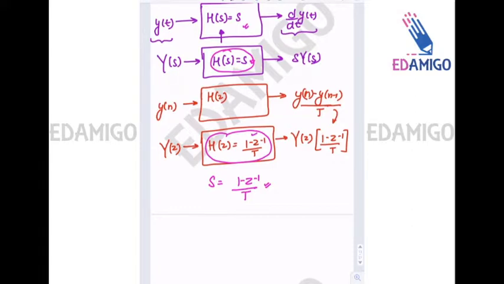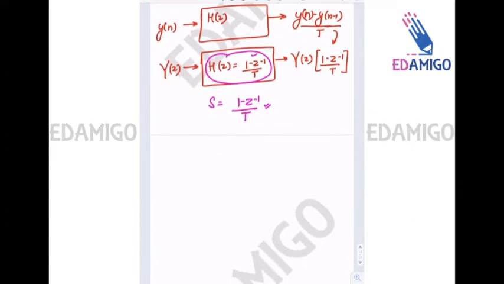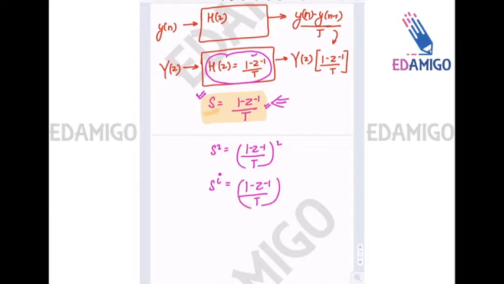So the very important result is this: whenever in any question we have to convert or realize an IIR filter using the derivative method, then s has to be replaced by 1 minus z inverse divided by capital T. So s square will be equal to 1 minus z inverse divided by capital T, whole square. s to the power i will be 1 minus z inverse divided by capital T, to the power i.